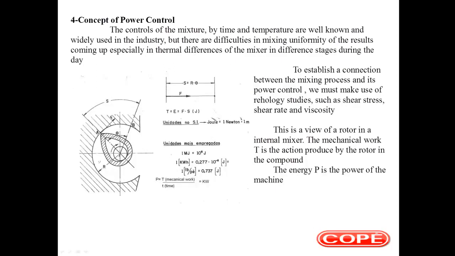Mixer control by time and temperature is well known and widely used in the rubber industry. But there are some difficulties in mixing uniformity, which come especially from thermal differences of the mixer during the day. To establish the connection between the mixing process and power control, we must use rheology studies such as shear rate and shear stress.